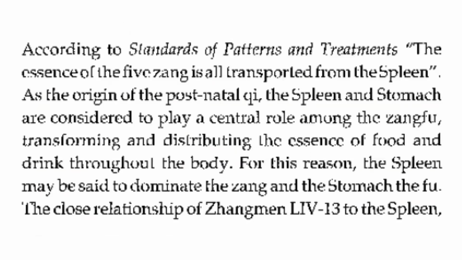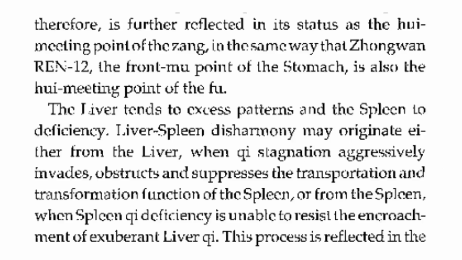According to Standards of Patterns and Treatment, the essence of the 5 Zang is all transported from the spleen. As the origin of the postnatal qi, the spleen and stomach are considered to play a central role among the Zang-Fu, transforming and distributing the essence of food and drink throughout the body. For this reason, the spleen may be said to dominate the Zang and the stomach, the Fu.